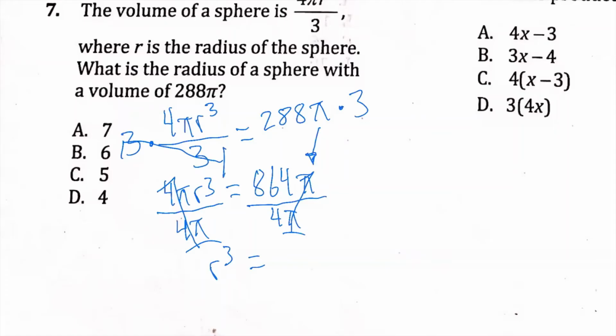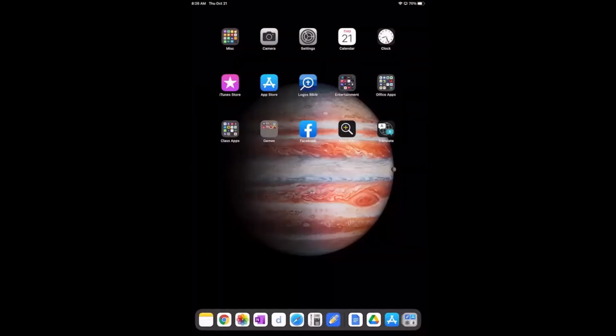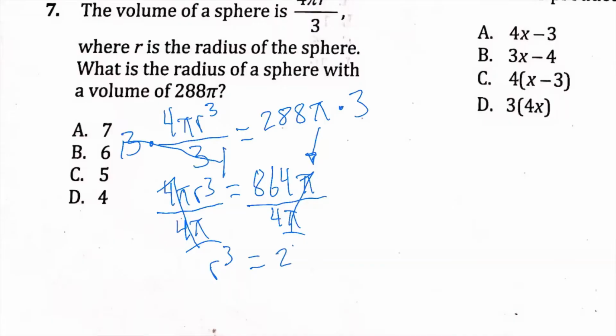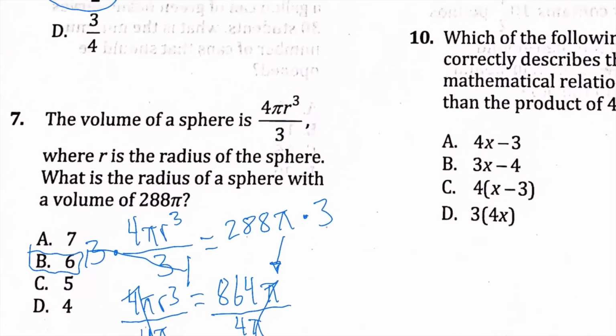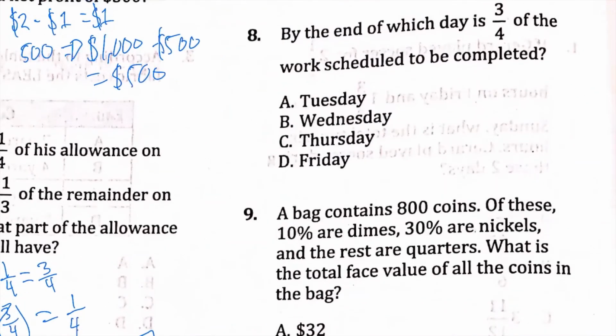Okay, so it was 216. I forgot. 216, right? And then I do the cube root to both sides. This cancels out my 3's. R equals 6. Answer is B. Now moving on.